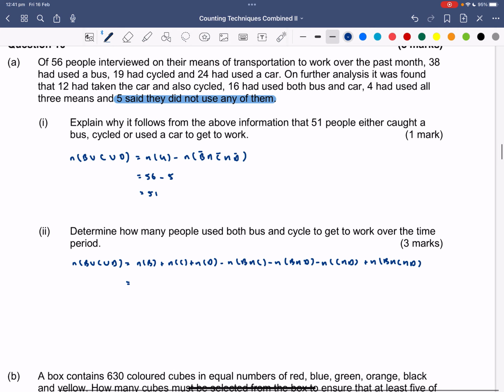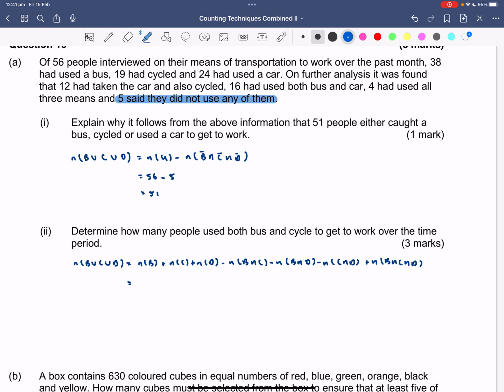How many did B? All right, first I'm just going to highlight all the individual things by themselves. 38 took the bus, 19 cycled, 24 took a car, and there you go. So those are all the single ones.